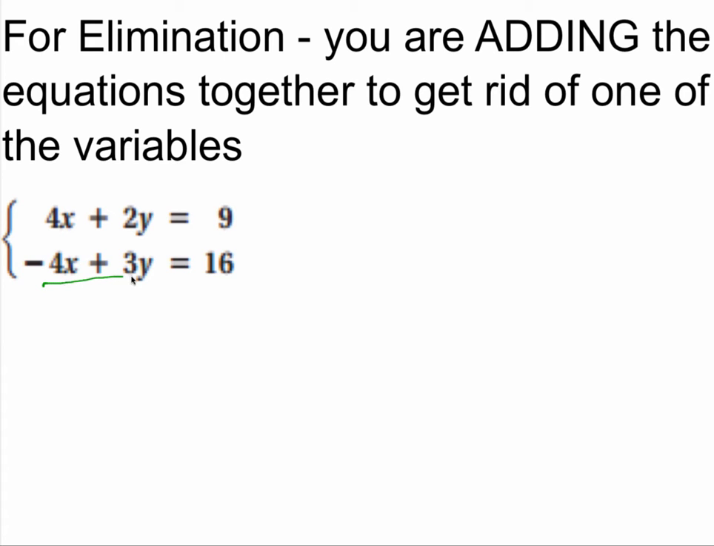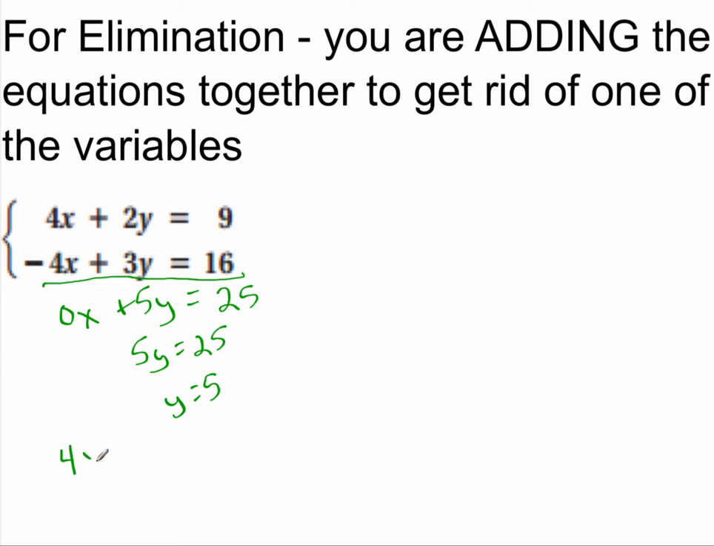can just add straight down, 4x minus 4x is 0x plus 5y is equal to 25. I see I have 5y is 25, so y is 5. Once I have y, I can substitute it back into either one of these equations. It doesn't matter which. Let's go with this first equation.